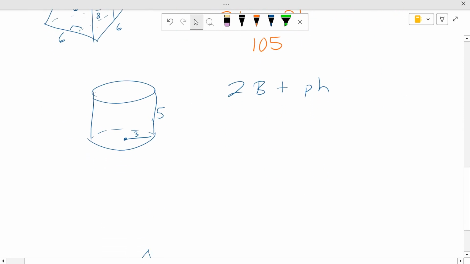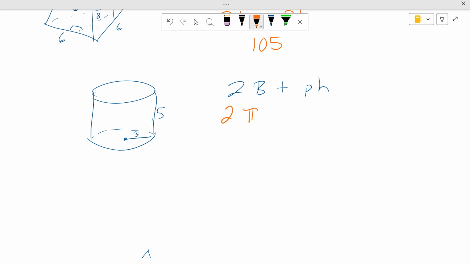Okay. What's the area of a circle? What's the formula for the area of a circle? Pi r squared. What's the perimeter of a circle, or the circumference of a circle? 2 pi r. So it's 2 pi r squared plus 2 pi rh, which, if you look at the cylinder formula over here, that's what it is. 2 pi r squared plus 2 pi rh.